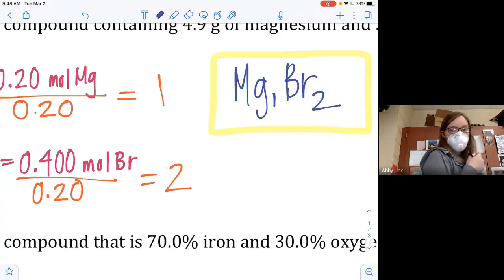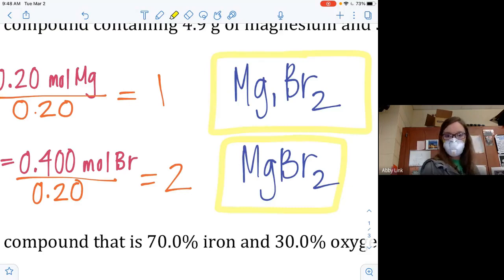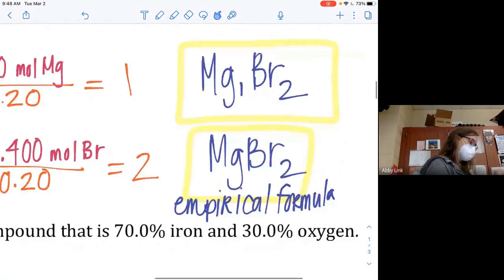Is there a different way to write this formula that you are aware of? MgBr2, correct. We do not necessarily need that 1. It's kind of assumed there that that silent 1 is there. Whatever way you're more comfortable writing it, I don't mind if you keep the 1 in there, but you don't necessarily need to have it. All right, so this is our empirical formula. Questions or concerns, guys, on anything in that process there?